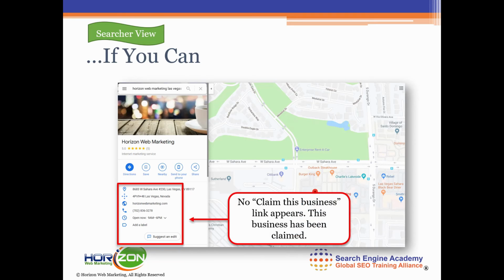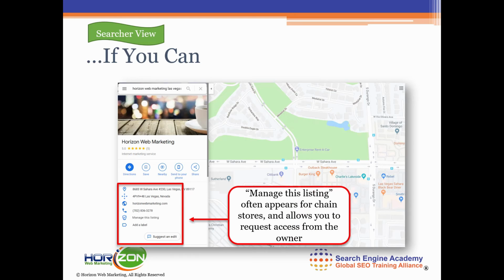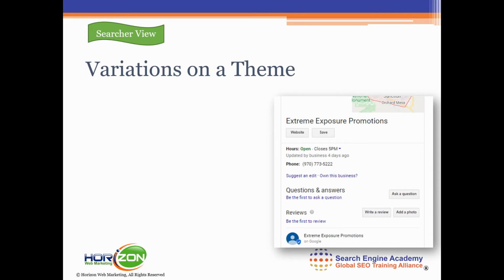Finally, in some cases, you will see something that says manage this listing. For example, in this case. And again, I faked this because Horizon Web Marketing doesn't actually show this, but for some listings you'll see manage this listing. That often appears for chain stores and for franchise businesses. And when it does, it allows you to go through a process to request access to the listing from the owner of the listing so that you can actually manage it, which is typically what you want to do if you have a franchise business.